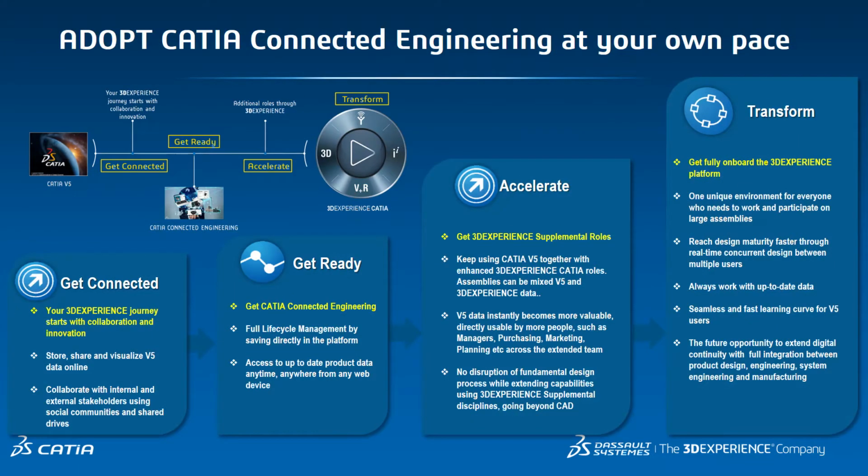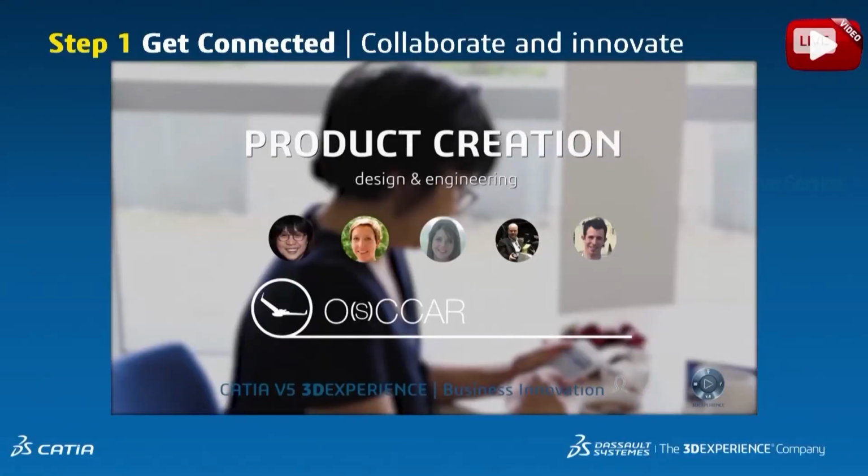Now, I won't talk too much in detail on this. We call these phases, as I said, getting connected, getting ready, accelerating, and transforming. And for each of these 4 stages in the journey, we're going to show you a particular video which will illustrate each one. So let's start that process, and we'll show you step 1, getting connected to the 3DEXPERIENCE platform and taking advantage of some of the initial capabilities. So if we could play the video.